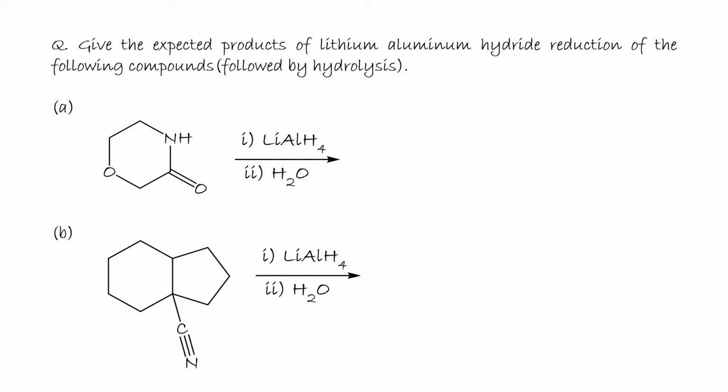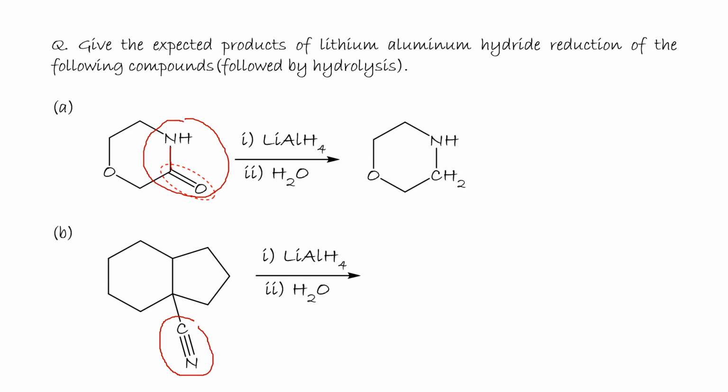Give the expected products of lithium aluminum hydride reduction of the following compounds. Again, here we have an amide functionality. With lithium aluminum hydride, we are going to reduce this C=O to CH2. Here we have a nitrile. With lithium aluminum hydride, we transform this to CH2NH2.